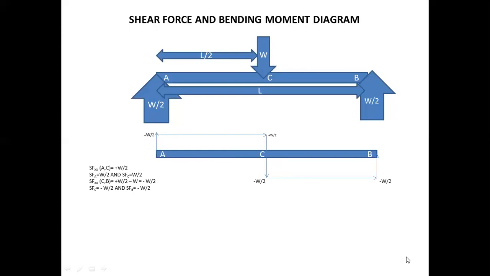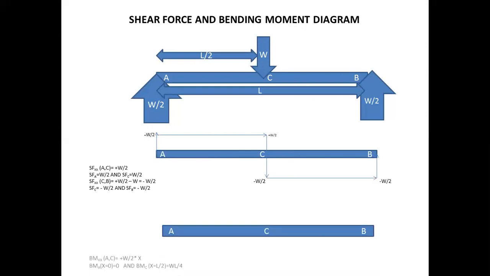Then bending moment diagram. Look at this bending moment diagram. This is the beam, again ABC, 3 points. Bending moment at the point A is 0. Bending moment at the point C is WL by 4. So at the point A it is 0, so I put a point on the beam. At the point C it is WL by 4, so I put a point. The distance of this point to the C is WL by 4, approximately.